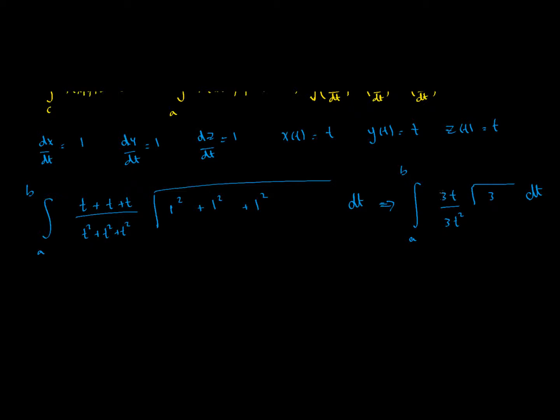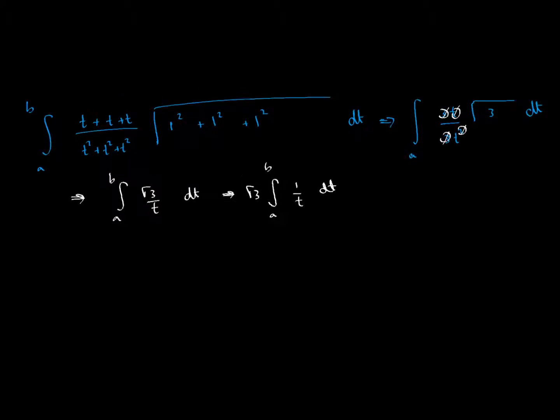So you see here the 3 cancels, this t cancels the square, and we end up with the integral from a to b, square root of 3 over t dt. We can take the square root of 3 outside since it's a constant, and we're just integrating 1 over t.